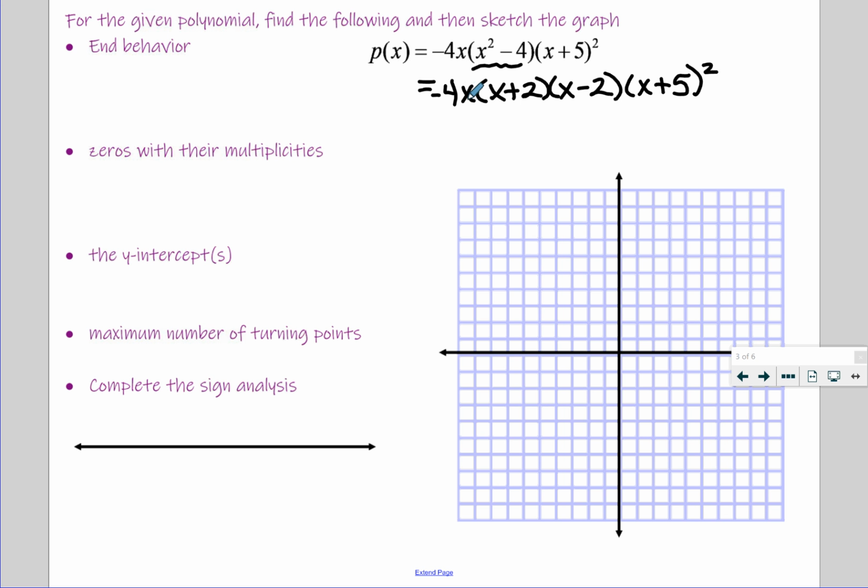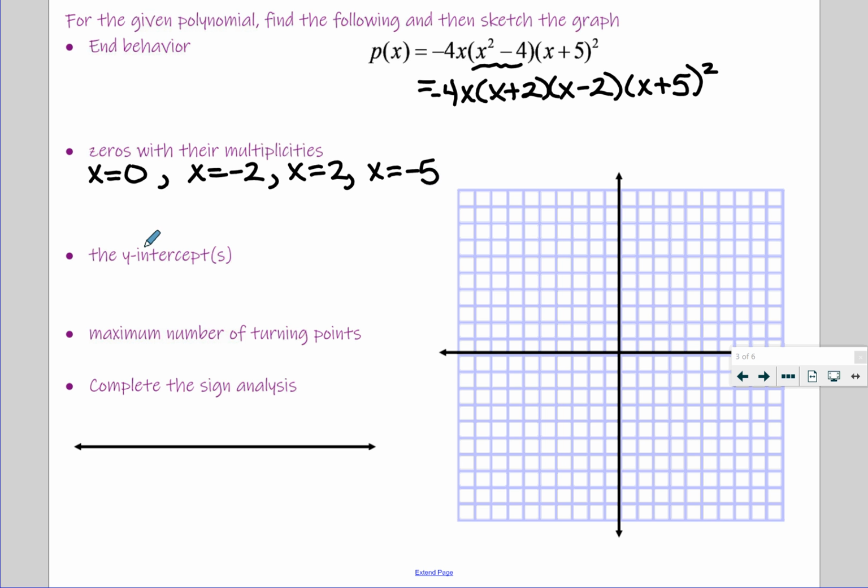Okay, so I'm going to do actually my zeros and their multiplicity first, since it's already factored for me. To find the zeros, you're just going to set each factor equal to 0. Don't forget about the 4x in the front. If I set 4x equal to 0, I'm going to get 0. If I set x plus 2 equal to 0, I get -2. If I set x minus 2 equal to 0, I'm going to get +2. And x plus 5 equal to 0, I'm going to get x equals -5.